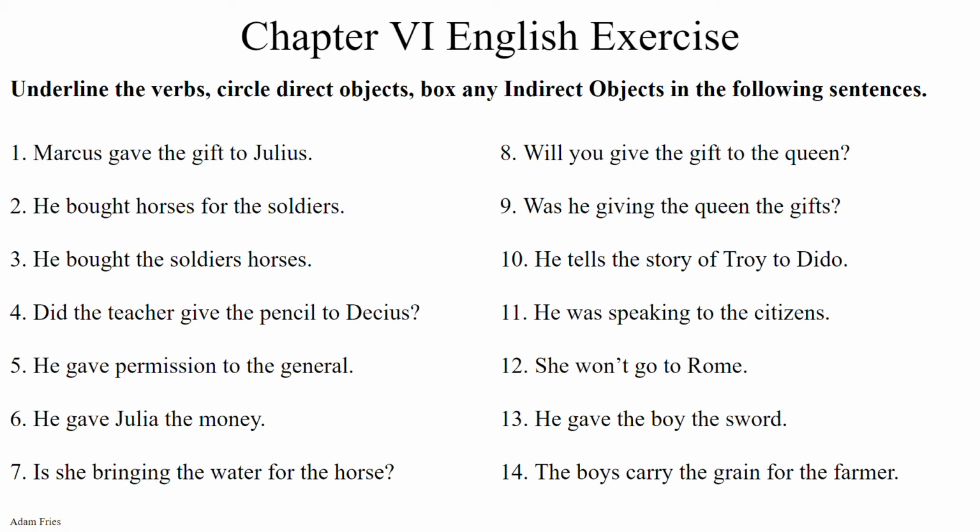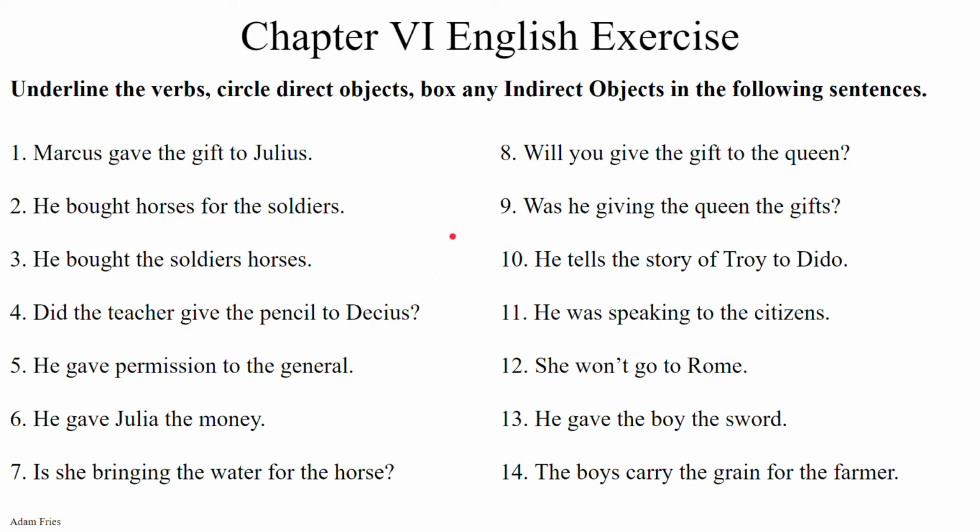7. Is she bringing the water for the horse? Once again, another interrogative. You can tell by the question mark. We've inverted the subject she and the helping verb is. So if it makes you feel better, you can always put it back the way it was. She is bringing the water for the horse. Now it's no longer an interrogative. It's a declarative. So the verb is bringing. What is she bringing? She's bringing the water. Circle the water, the direct object, and it's for the dative indirect object horse, to or for the noun. So box for the horse.